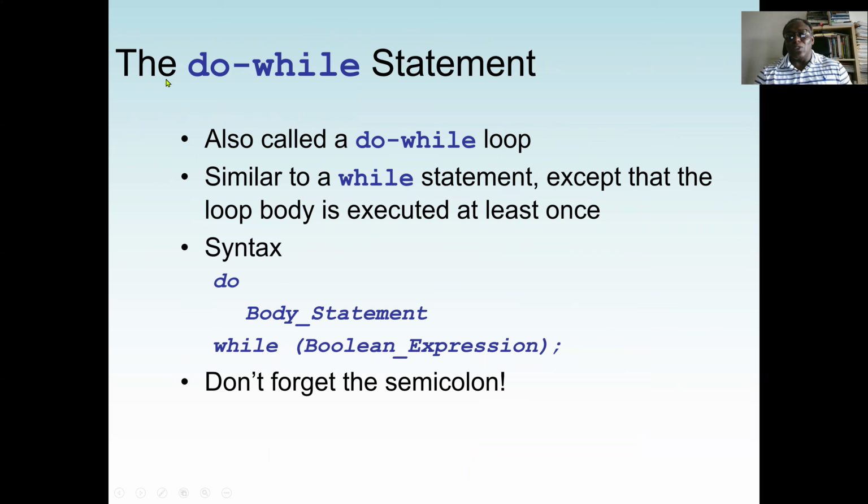So the next one is the do-while statement. This is also called a do-while loop. Now the difference between do-while and while loop is that in a while loop, when we check the condition the first time and the condition is false, nothing will happen. There will be no execution. But with a do-while loop, we are going to execute the statement once before we check. So at least the statement will execute once. That's what we say, similar to a while statement, except that the loop body executes at least once.